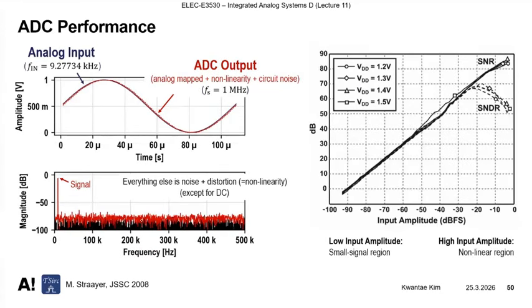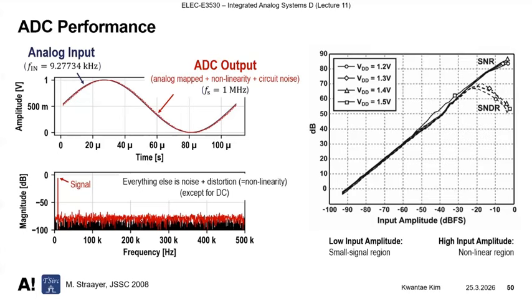So for getting the SNDR and plotting over wide ranges of input amplitude, you get this kind of curve. So for low amplitude, this is a small signal region. Then we can apply Taylor series approximation. But as you increase signal input amplitude, it starts to be distorted because of the nonlinearity of the circuit. So at high input amplitude, we call this the nonlinear region, and you can see that SNR and SNDR have a difference. This is caused by nonlinear behavior.